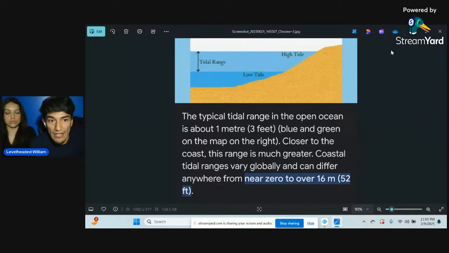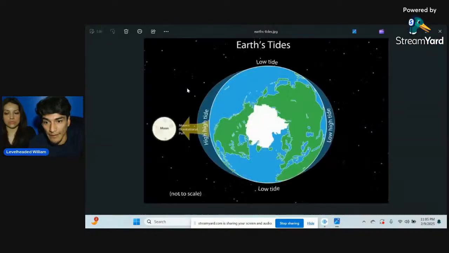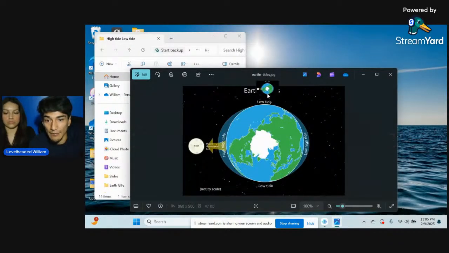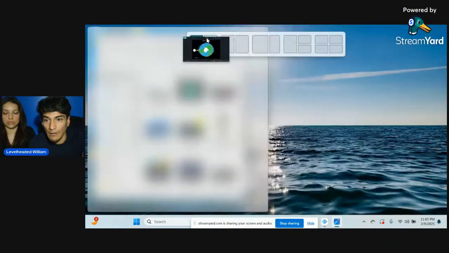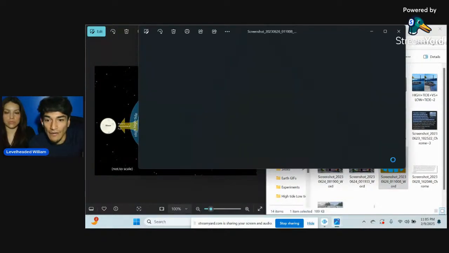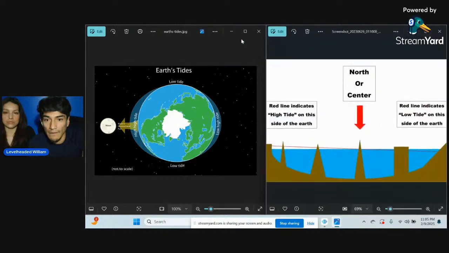So the fact of the matter is you only have 2 options of what the tides would look like. So if you believe in the globe Earth, this is what the high tide and low tide would look like, for example. But again, if you understand that the Earth is a level plane, then this is what the water is doing. The red line, again, would indicate the horizontal movement of water.